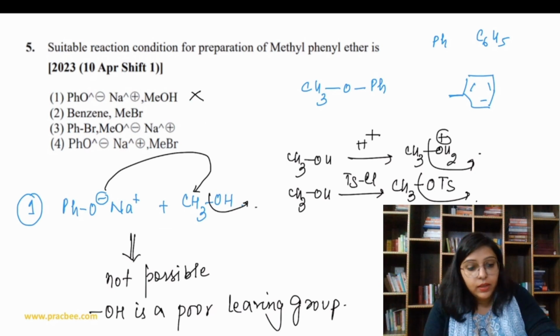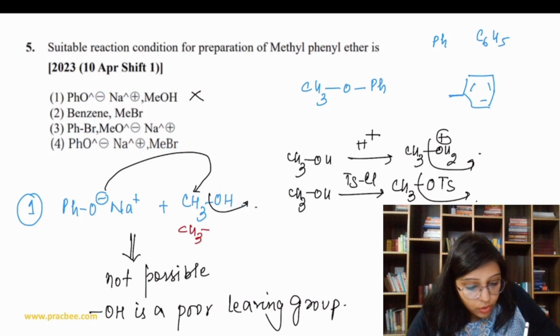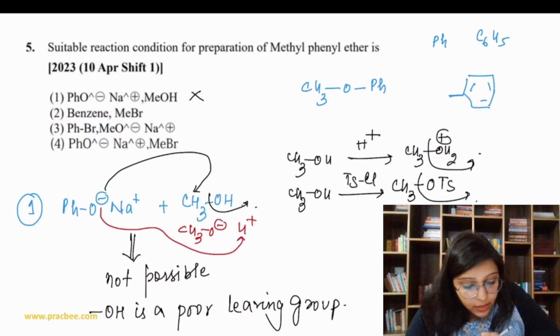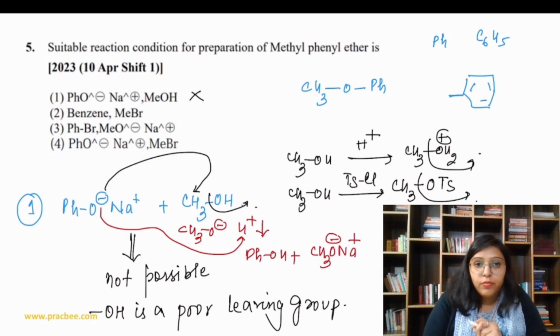Okay, that's it. Here, from the first one, which product are we going to form? Here we have CH3O minus or H plus. So PhO minus takes H plus, and we get phenol plus CH3ONa. Understood? So we get phenol from here.